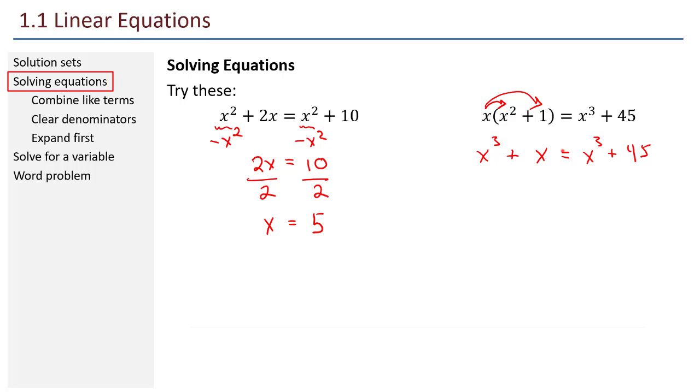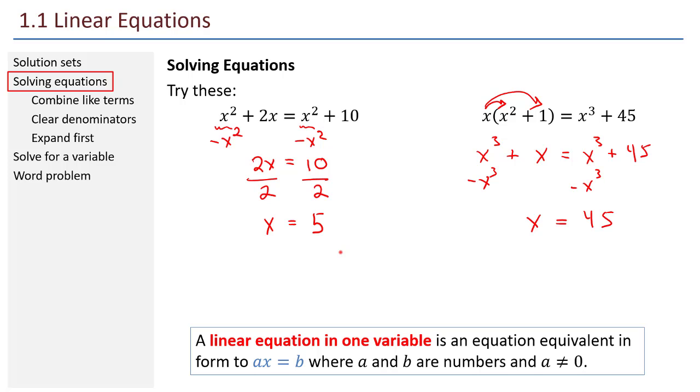Oh, and now I see I have an x cubed on both sides. I'll subtract that, x cubed, subtract x cubed. And on the left side, it looks like I end up with just x. And on the right side, 45. Very easy. So there I've solved both of these equations.